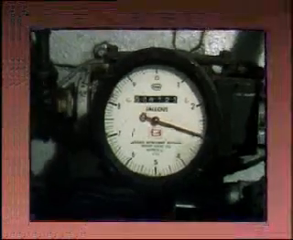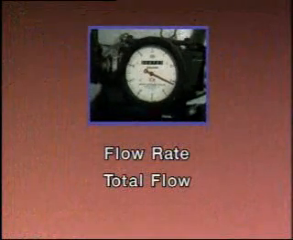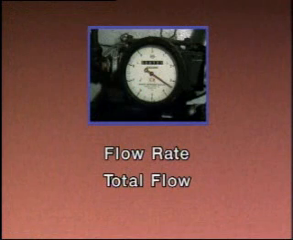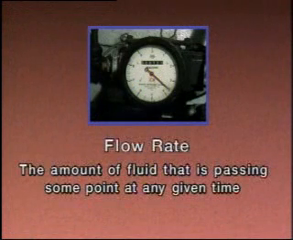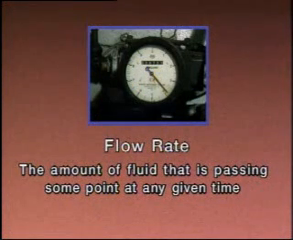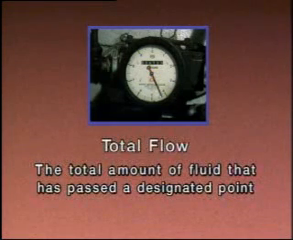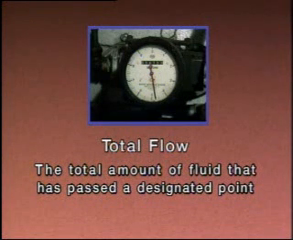Two types of flow measurements that are often made are flow rate measurements and total flow measurements. Flow rate can be thought of as the amount of fluid that's passing some point at any given time. Total flow, on the other hand, can be thought of as the total amount of fluid that has passed a designated point. Different types of meters can be used to measure flow.